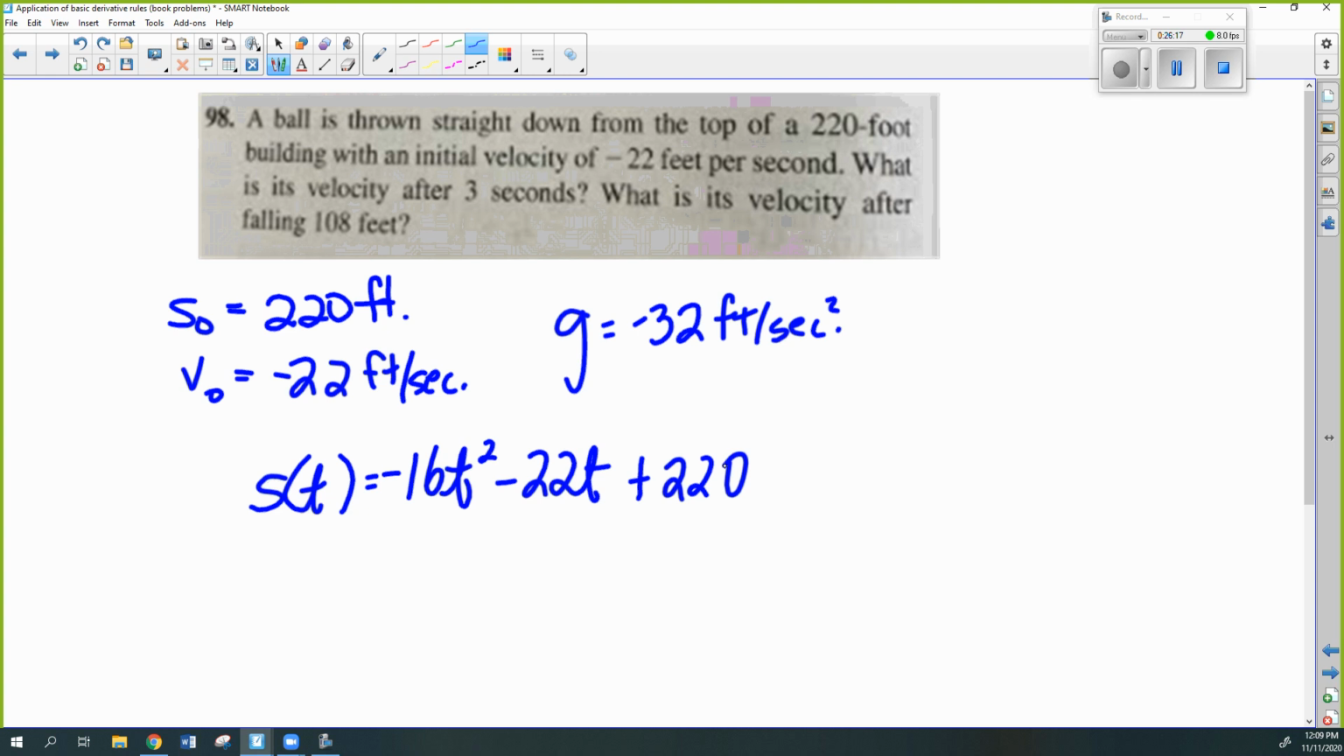All right, so what does that do to help me with my question? Now you have a function. You can find the velocity. You can find the velocity function by doing what? Taking the derivative of it. Okay, what do we get? Negative 32t minus 22. Good. And so now I can actually answer the question, what is the velocity after 3 seconds? So find v of 3.